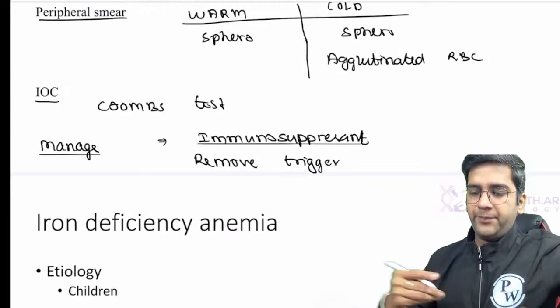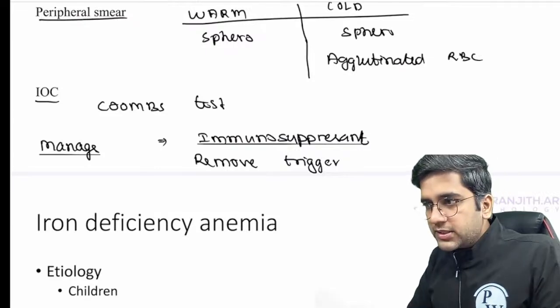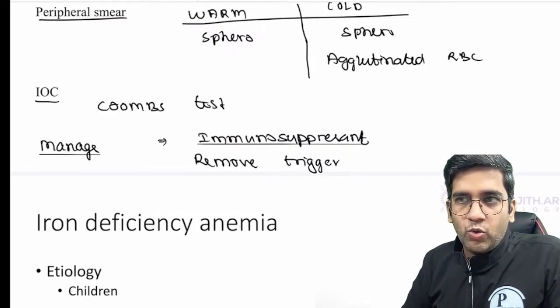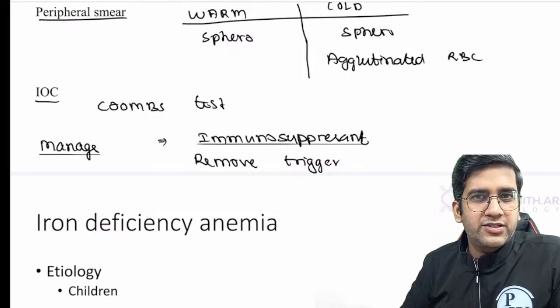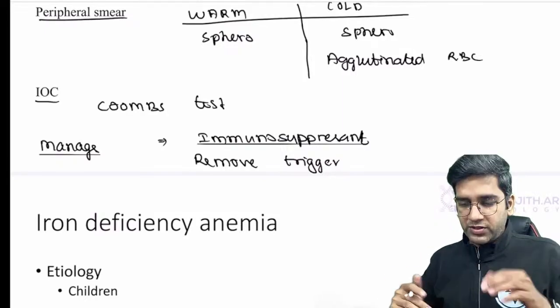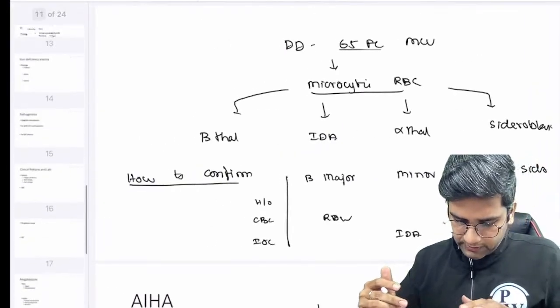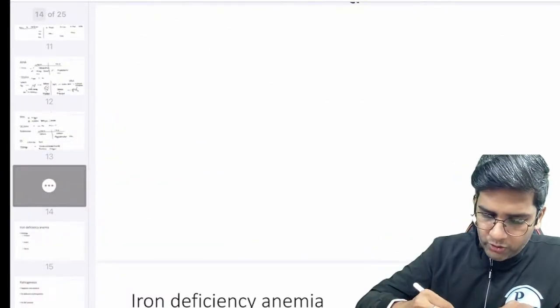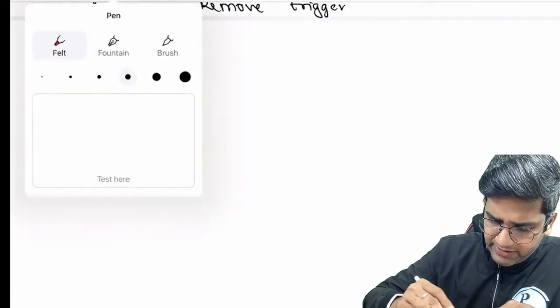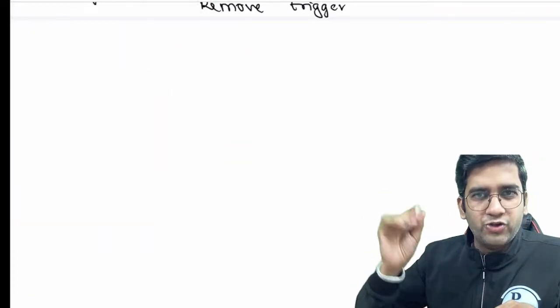Coombs test in detail. See, Coombs test is a very simple test. It's similar to what you do in your blood grouping and typing. That's what the Coombs test is. There are two types, direct and indirect. The common one is direct. Indirect is done only in case of erythroblastosis fetalis.